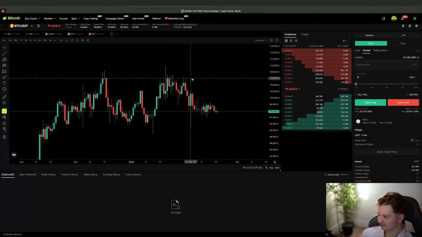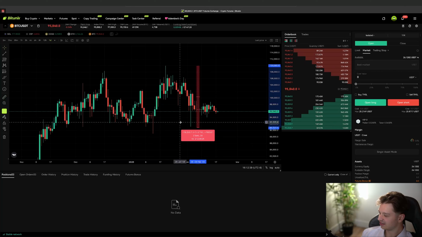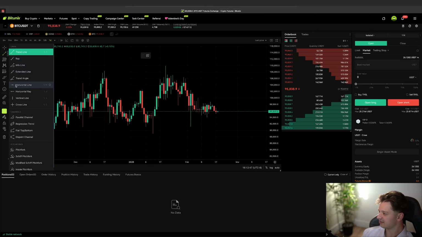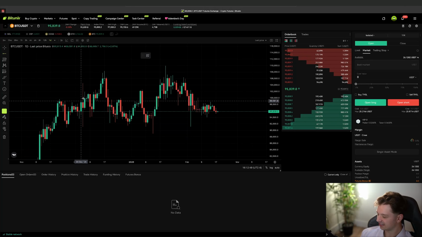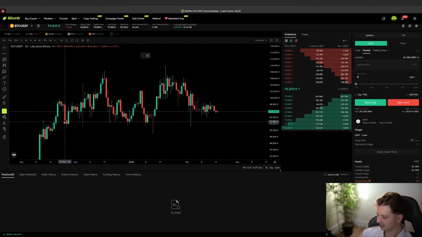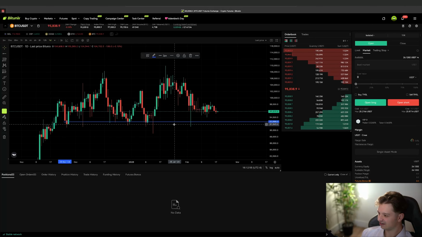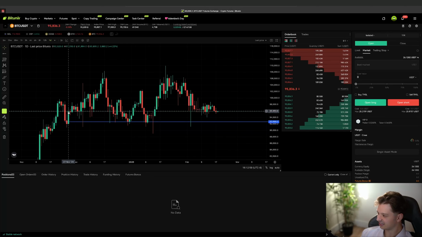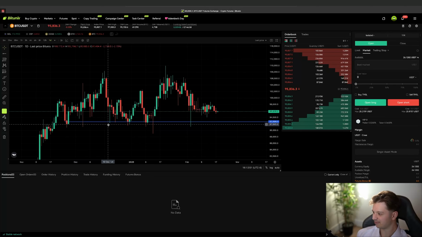We can measure certain moves down. So this gives you all the tools you need to be a successful trader on the chart. So one thing you can do is you can use a horizontal ray like this, and you can mark that this area right here has been acting as support, meaning this is an area where price consistently bounces from.